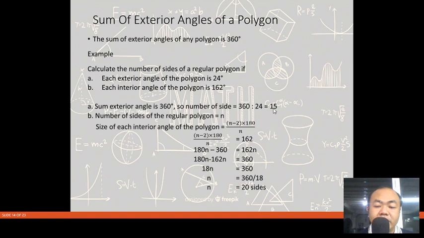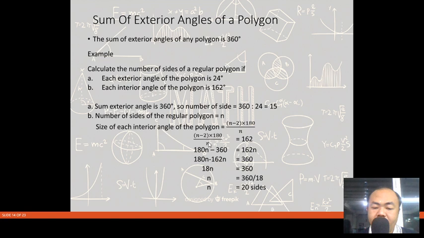B. Number of sides of the regular polygon n. Size of each interior angle of the polygon, you need to use the previous formula, n minus 2 multiply 180 divided by n. Okay, and then you know each interior angle of the polygon is 162. Put 162 in the formula.